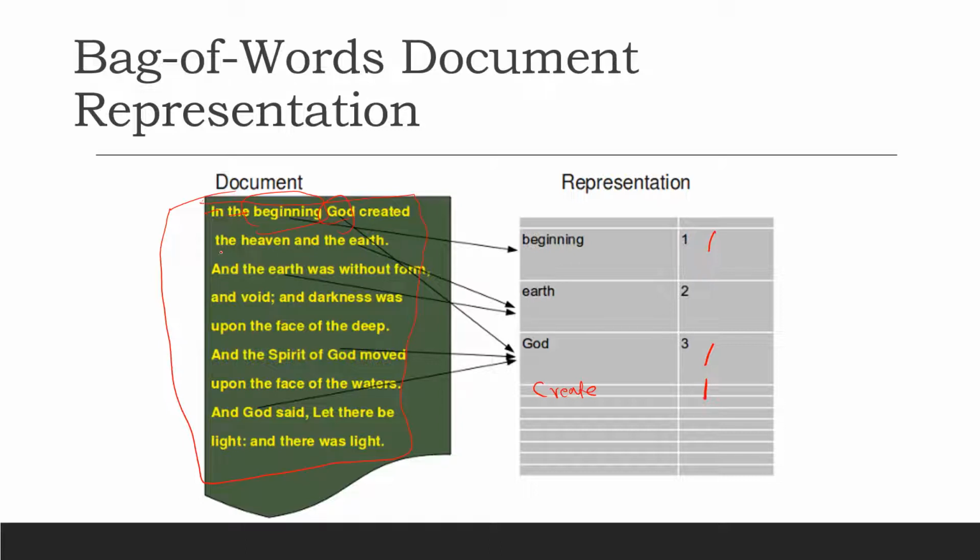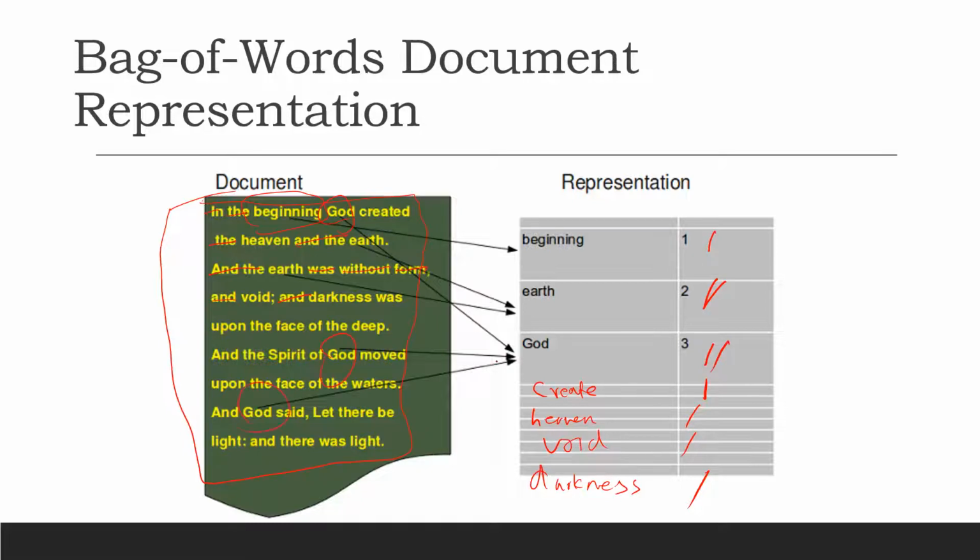Again, we will remove this stopping word. Heaven is there one time, and "the" is removed. Earth comes first time, and "the" is removed. Earth comes a second time. "Verse" is removed, "without" and "form" are removed, and then we can count "void" one time, and "darkness". Likewise, God is again coming.